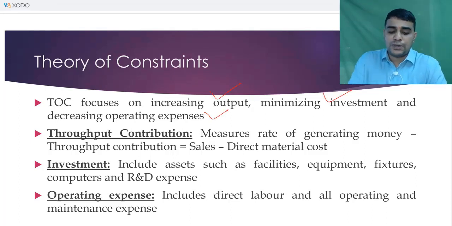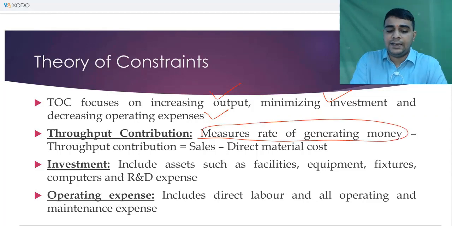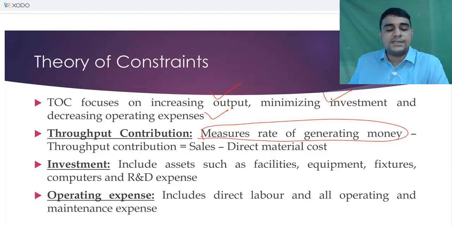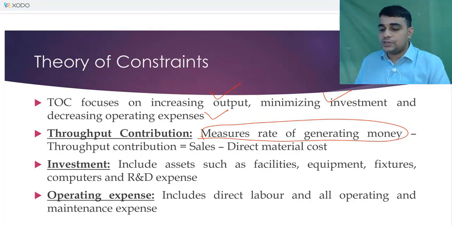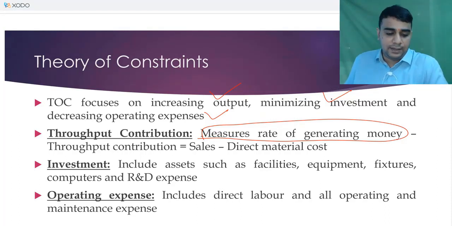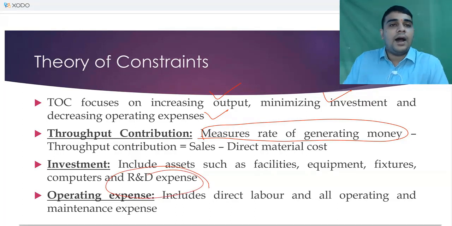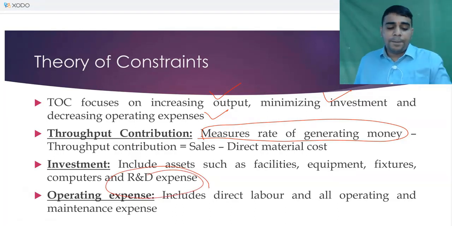Throughput contribution measures the rate of generating money. Throughput contribution is equal to sales minus direct material cost. This theory basically feels that there is only one variable cost, which is your direct material cost. Everything else will have a fixed component in it. Investment includes assets such as facilities, equipment, fixtures, R&D expense. Operating expense includes direct labor and all operating and maintenance expense.